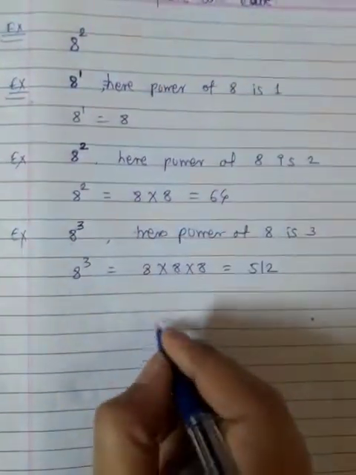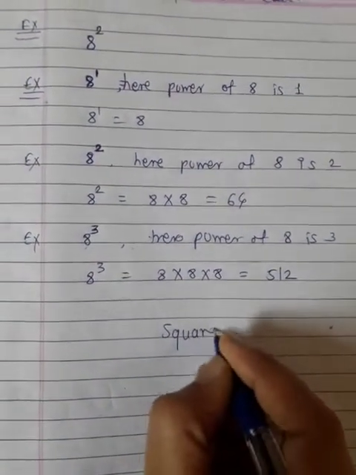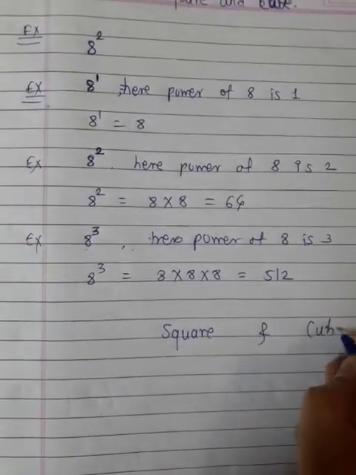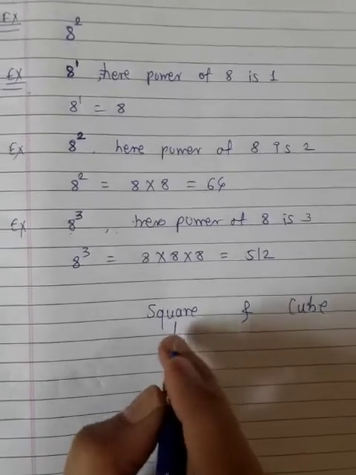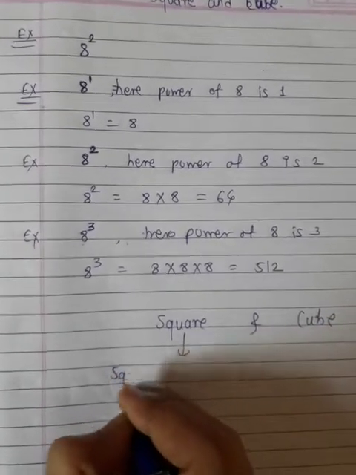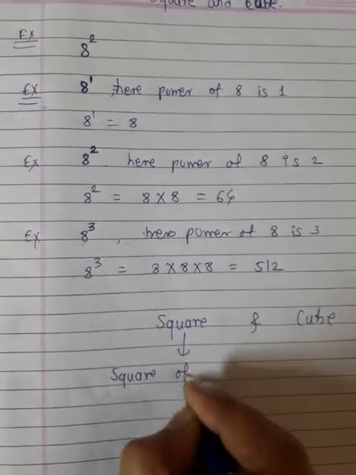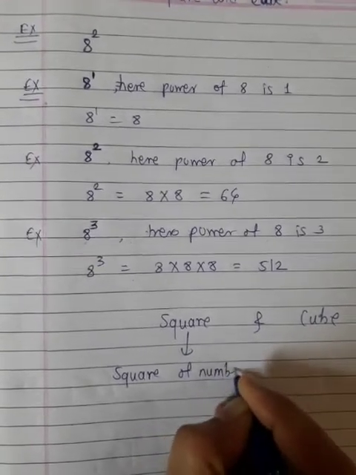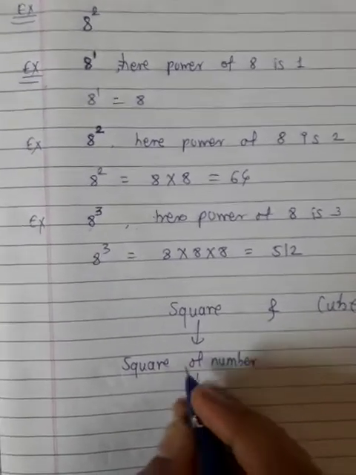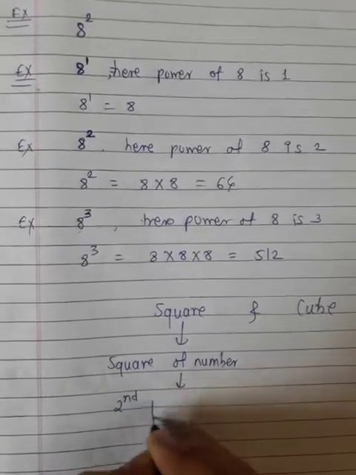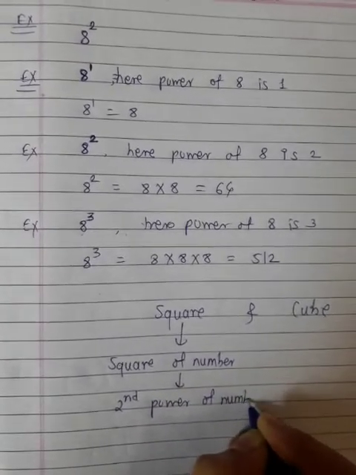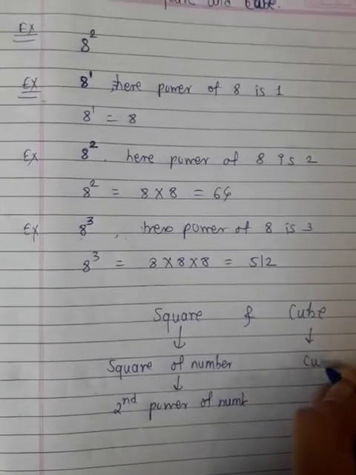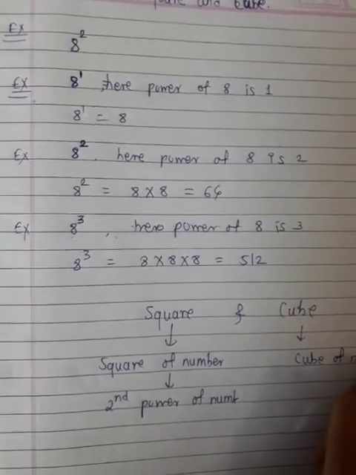But here what is meant by square and cube? Square means what? Square of number. Here we have to find the square of a number. Square of number means the second power of the number. And here cube of number means what? Cube of number means what?